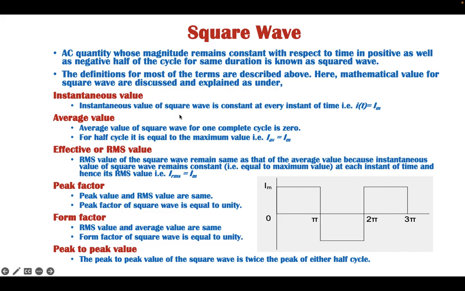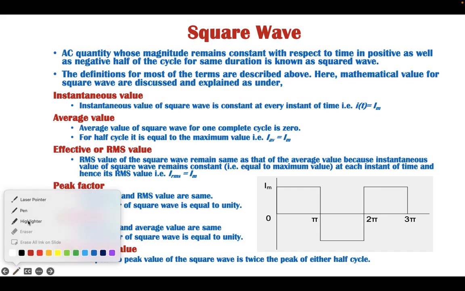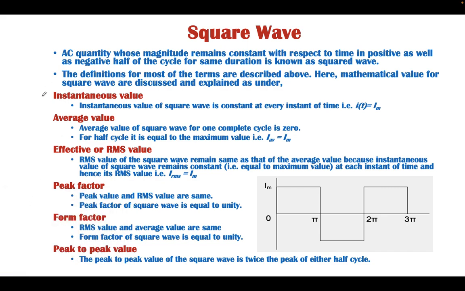Now, as we have different parameters associated with a sine wave, similarly we have parameters associated with a square wave as well. For example, instantaneous value, average value, effective value, peak factor, form factor, and peak to peak value. Instantaneous value means the value of the quantity at any instant t. Let it be t1, t2, and so on, t3.